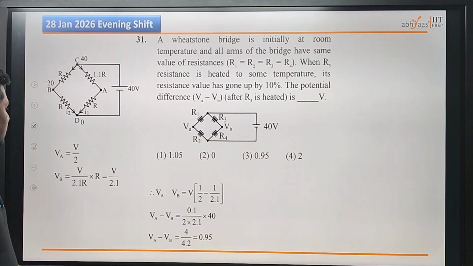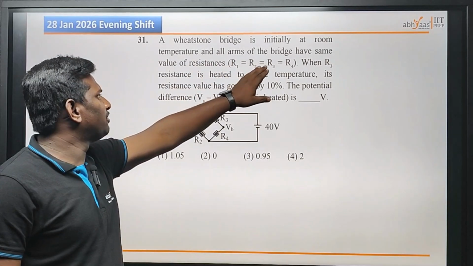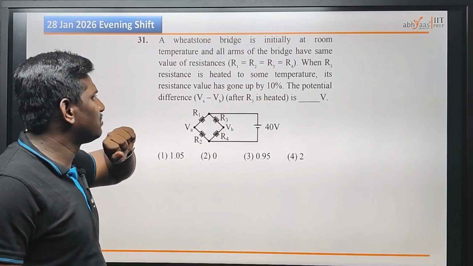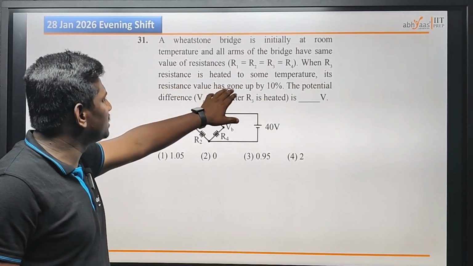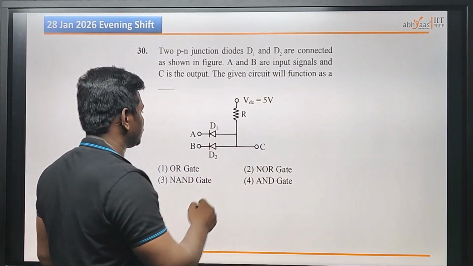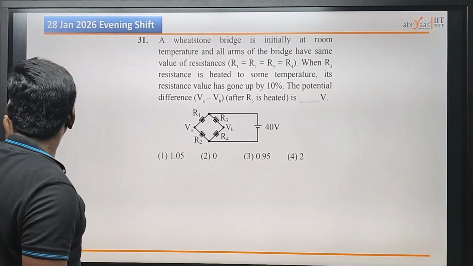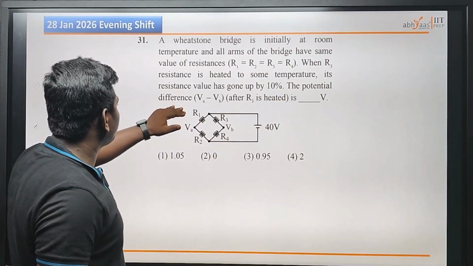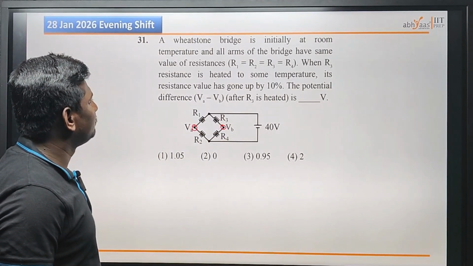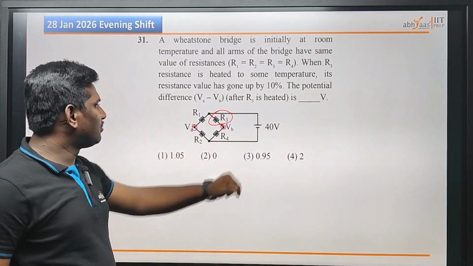Next, question number 31. A Wheatstone bridge is initially at room temperature and all arms of the bridge have the same value of resistance, R1 equal to R2 equal to R3 equal to R4. When R3 is heated to some temperature, its resistance value goes up by 10%. Then what is the potential difference across VA and VB? So this is our R3, and 40 volts is there.